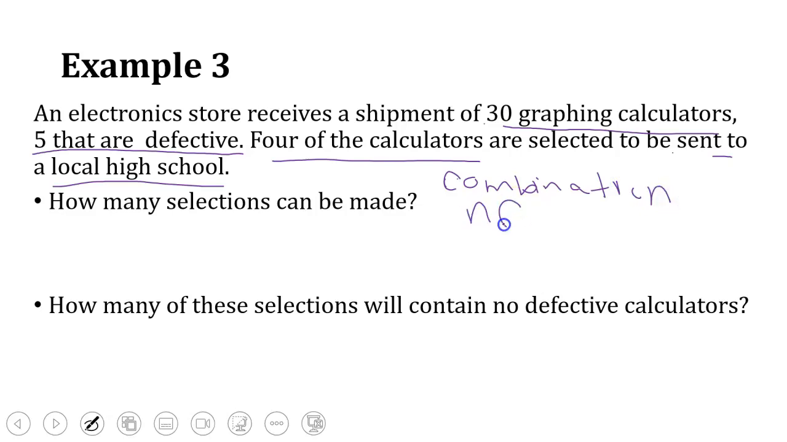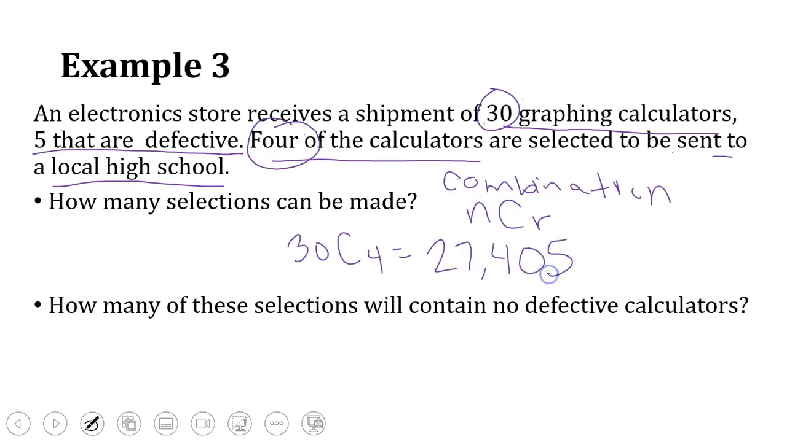So our N, C, and R. Our N is how many total? 30. Put your C. And then R is how many are being sent? 4. Plug it into our calculator, and you get 27,405 ways. Order does not matter.